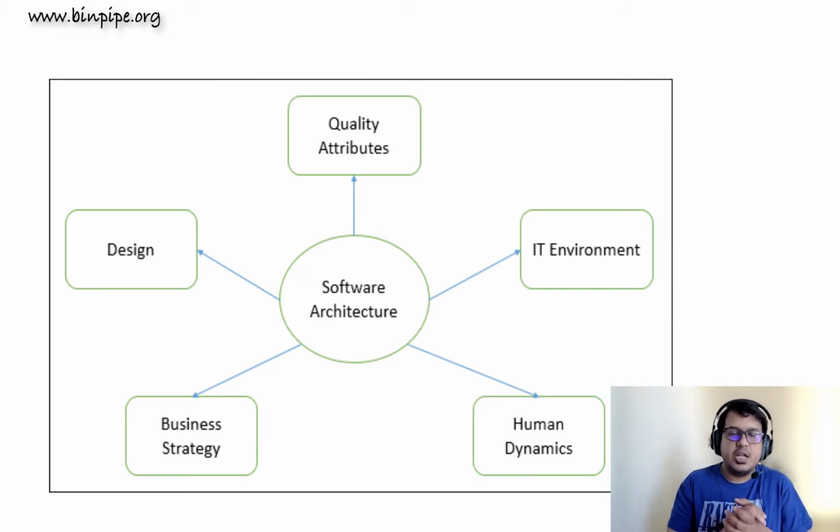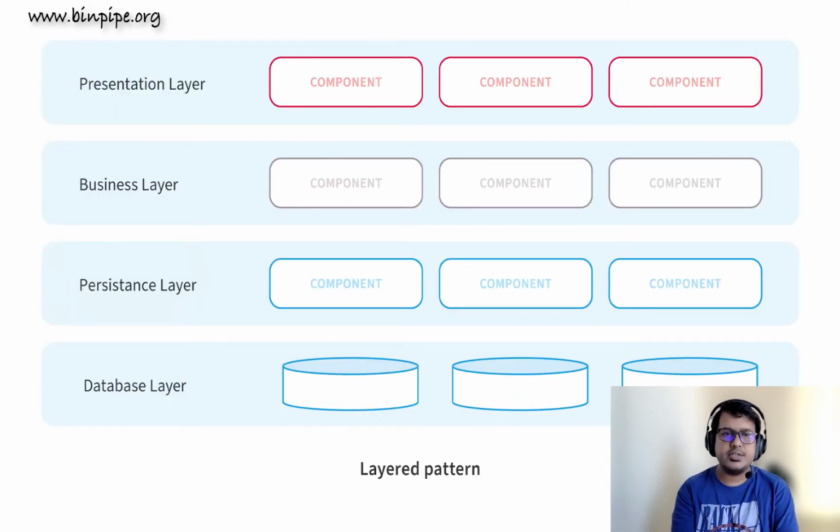Well, that's a long introduction. Now let's get into understanding what software architecture patterns are, what are the different kinds of software architecture design patterns, and what are the pros and cons, when do you use what, and so on. So the first architectural pattern that we'll discuss is this one: layered architecture.